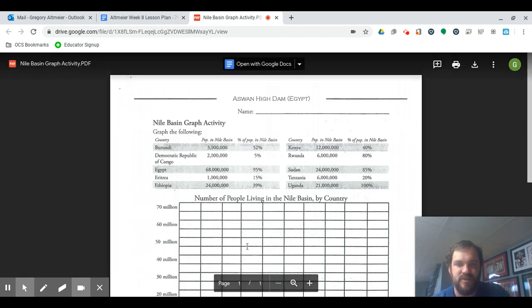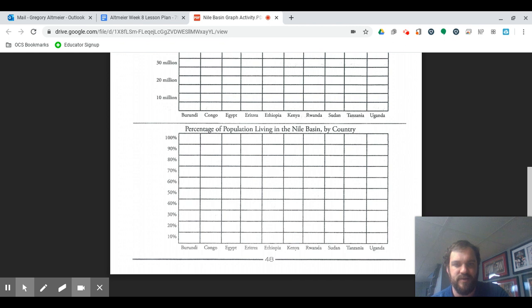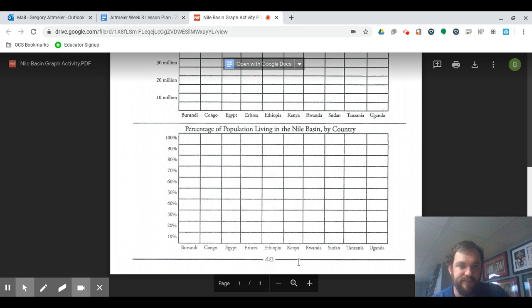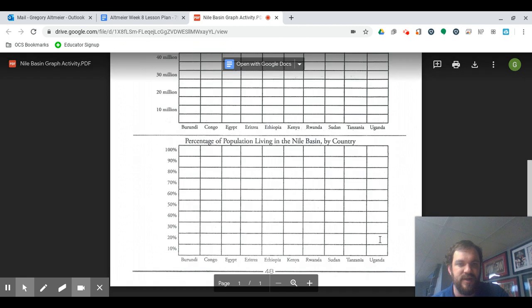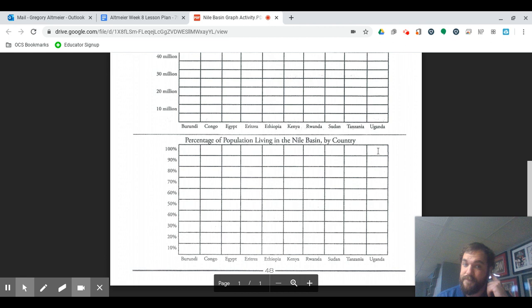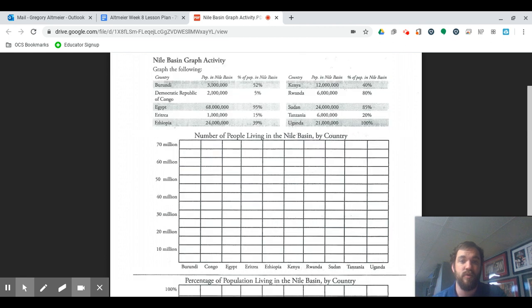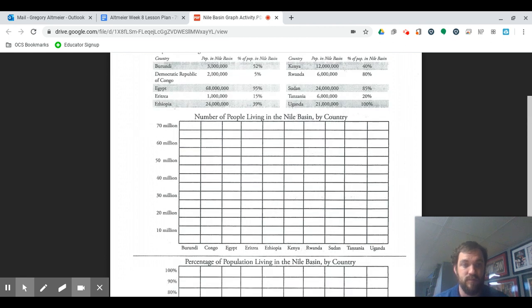Egypt, 95% of the Egyptian population live in the Nile Basin. So this is going to be pretty big. So it's going to be a very large bar once again. Okay, Uganda, 100%. So this entire thing should be filled out. So that's what you're doing today. You are either printing this out and shading in the bars, or you're going to recreate these charts on a piece of loose leaf, on a piece of computer paper, or a piece of graphing paper.